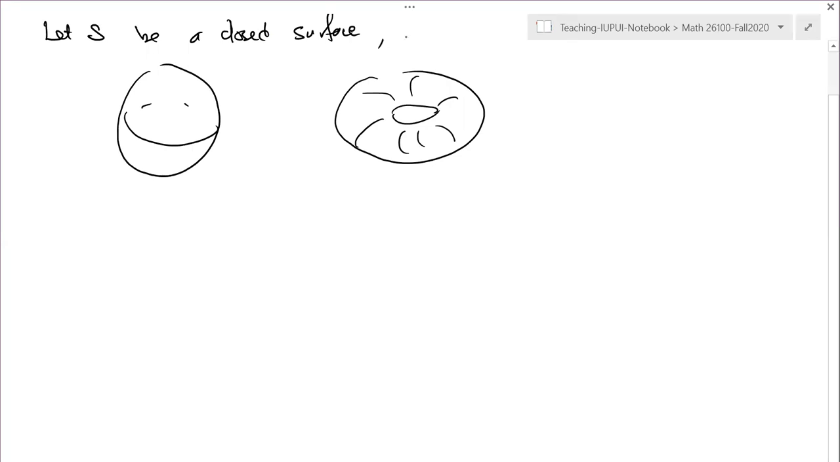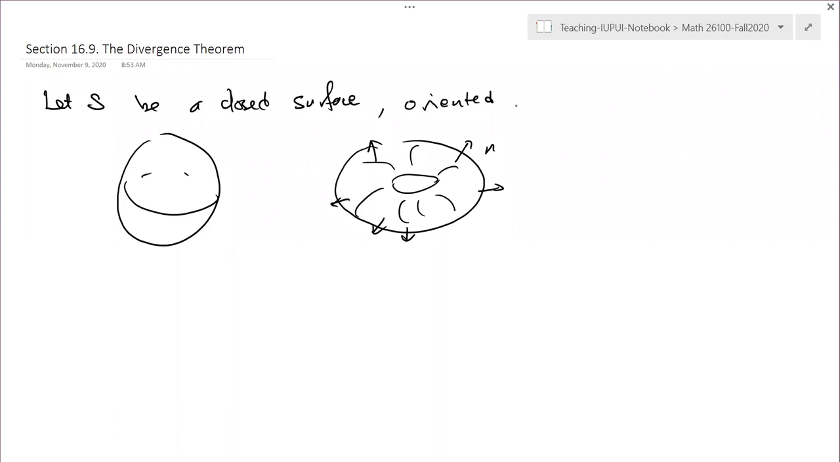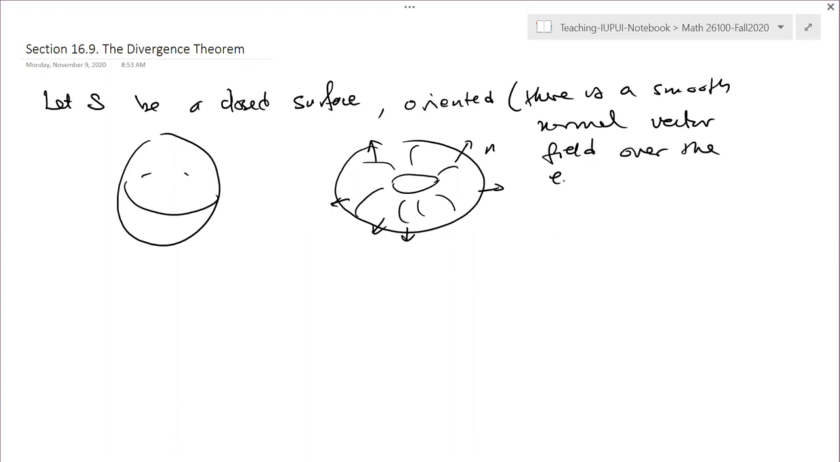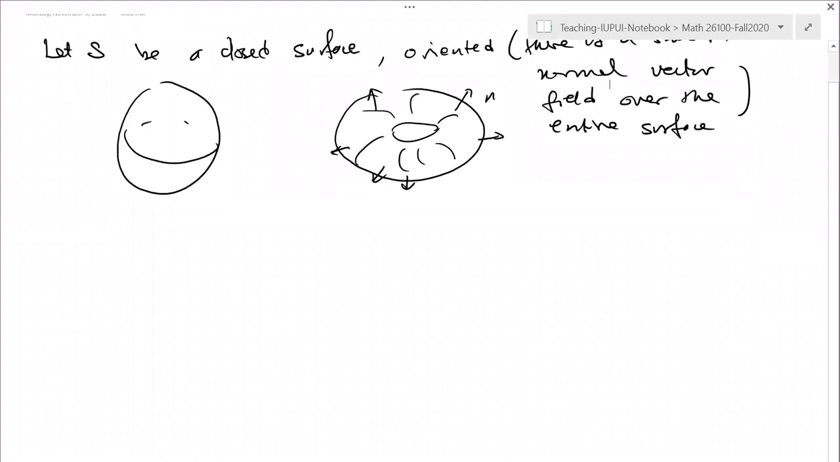Then oriented. Oriented means you can always assign a normal vector everywhere. It becomes a normal vector field. Oriented means there is a smooth normal vector field over the entire surface. It's not guaranteed, not always. These surfaces can be oriented. You can have orientation, but there's the Klein bottle which cannot be oriented. There are some surfaces I'm not going to talk about here.